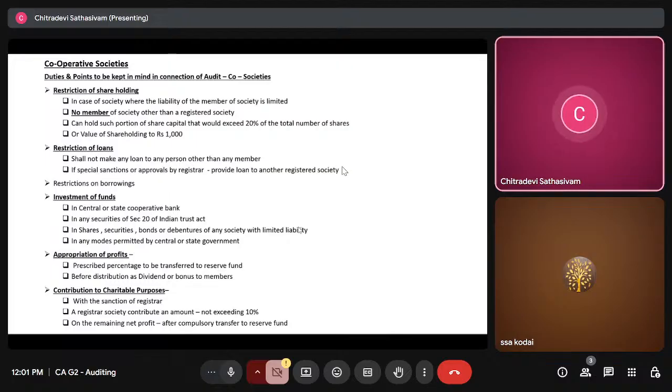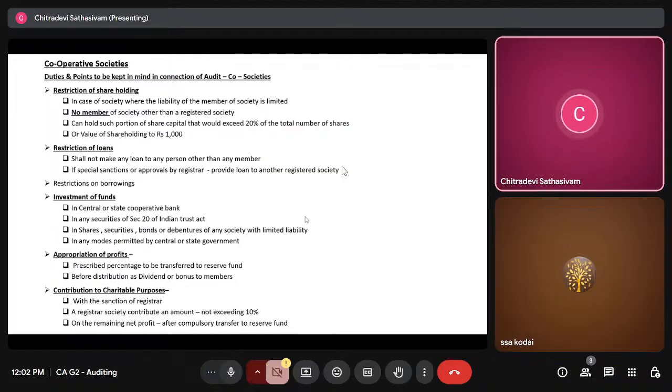So the most important thing is, before you appropriate profit to the members, either for dividend or distribution of dividend, you have to transfer a portion to the reserve fund as per the prescribed percentage. Without transferring to the reserve fund, you cannot distribute any dividend or bonus to members. They might ask you in a simple 2 mark question, true or false. Then contribution to charitable purposes. Yes, with the approval of the registrar, they can contribute an amount not exceeding 10%. Not exceeding 10% on what? On the remaining net profit after the compulsory transfer to the reserve fund. Okay. So the question is very clear.